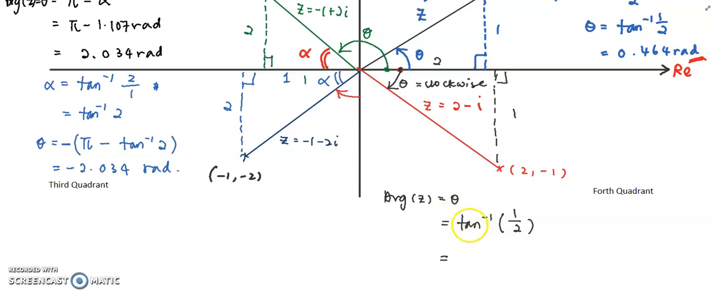Because we measure this angle following the clockwise direction, don't forget you have to put negative there, negative for this angle. So the final answer is negative 0.464 radian. All right, thank you.